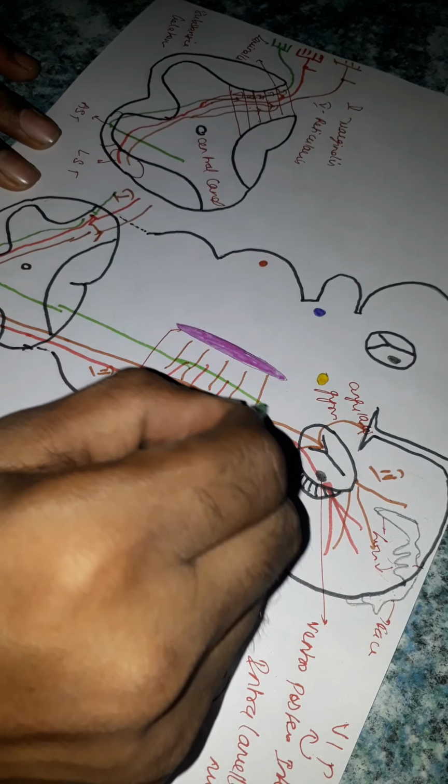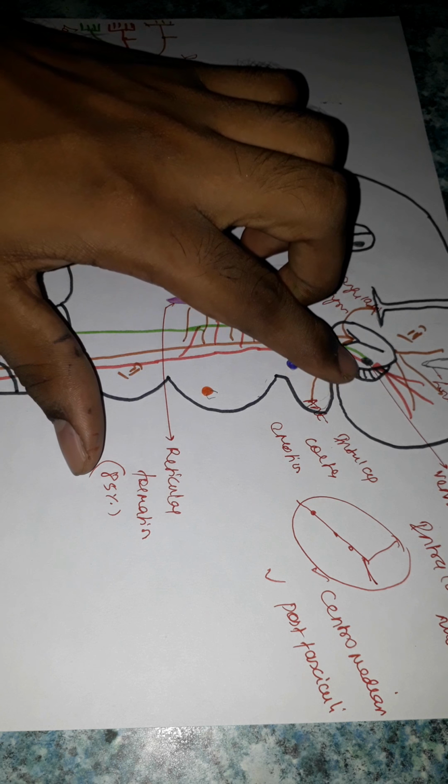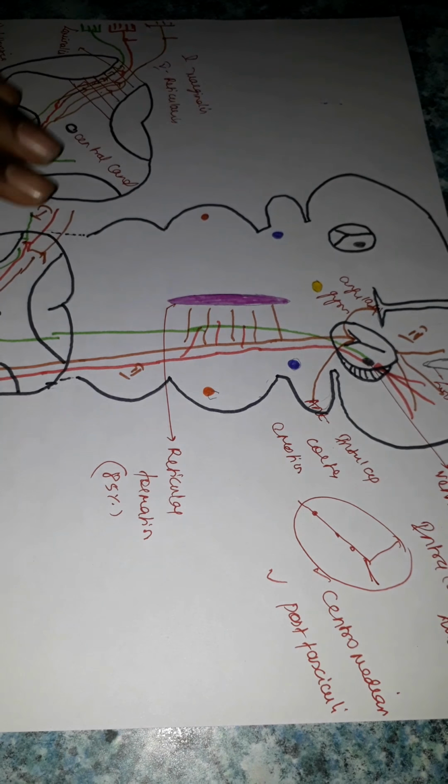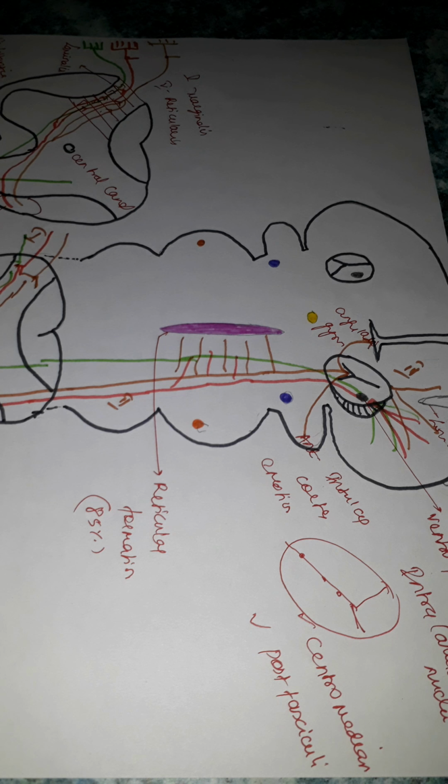So it goes upwards, and it also rests in your ventro-postero-inferior nucleus or your ventro-posterolateral nucleus, and from here your third order neuron arises and it supplies your cerebral cortex.